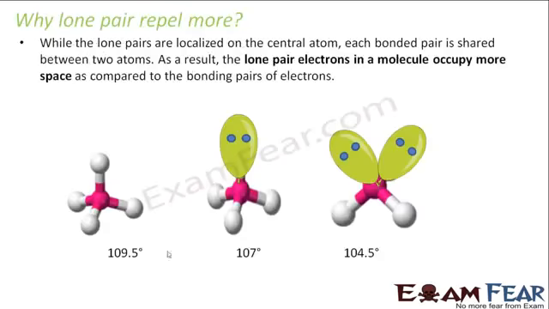So why do lone pairs repel more? If you see, the lone pairs are localized on the central atom itself. For example, this lone pair is on the central atom itself. And when you talk about the bonded pair, this is shared between two atoms. For example, this is my carbon. This is my hydrogen.